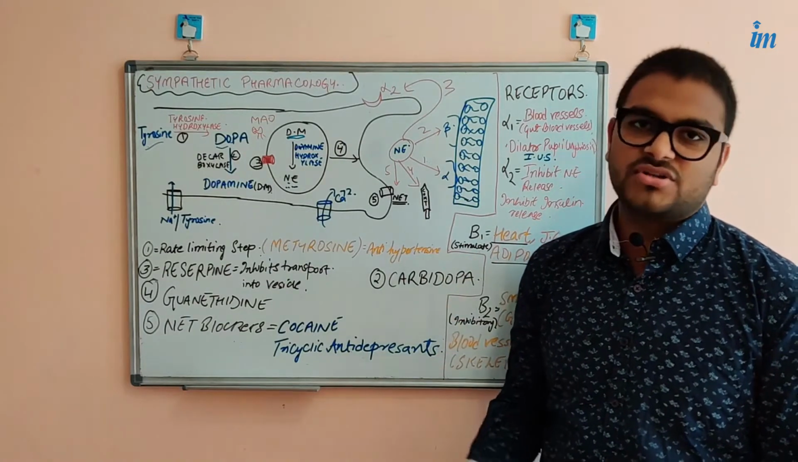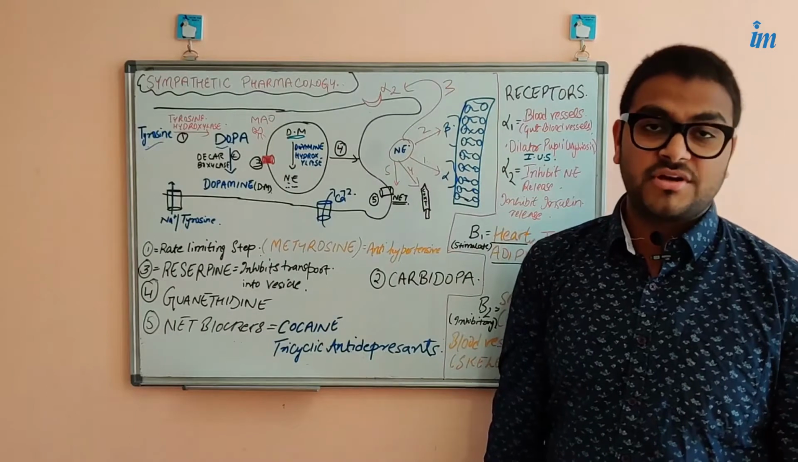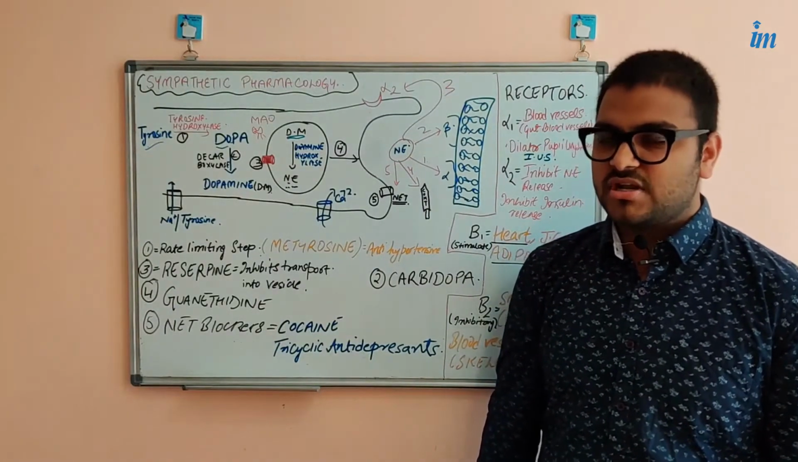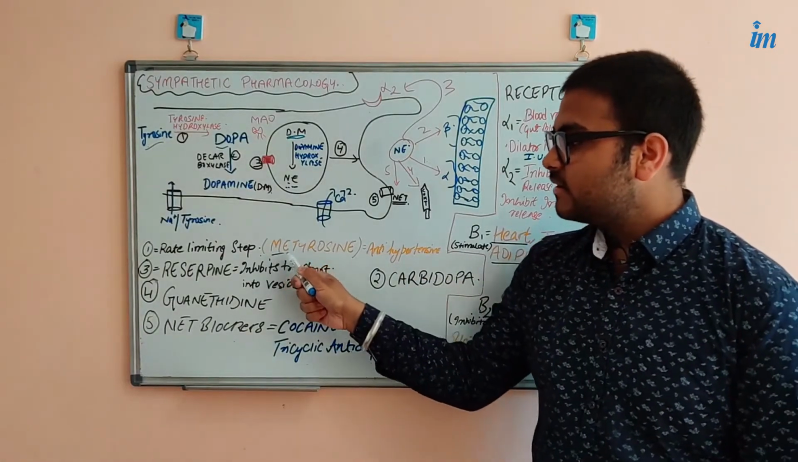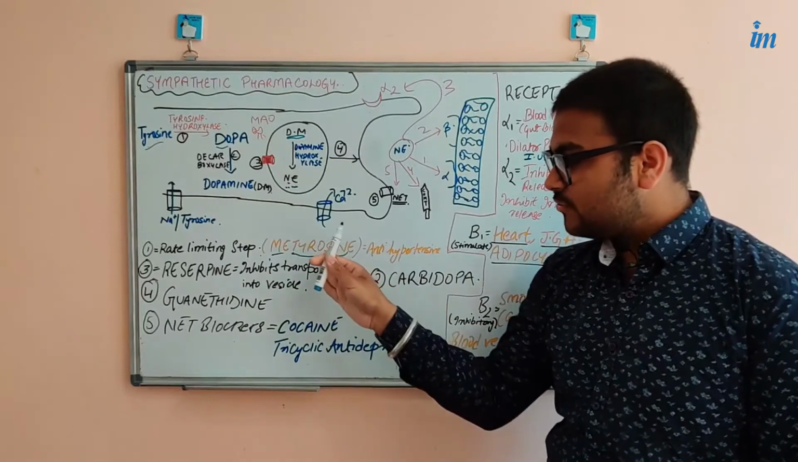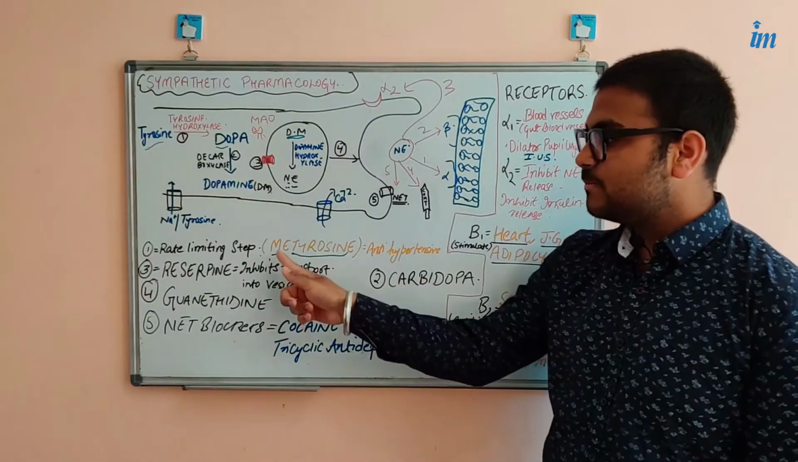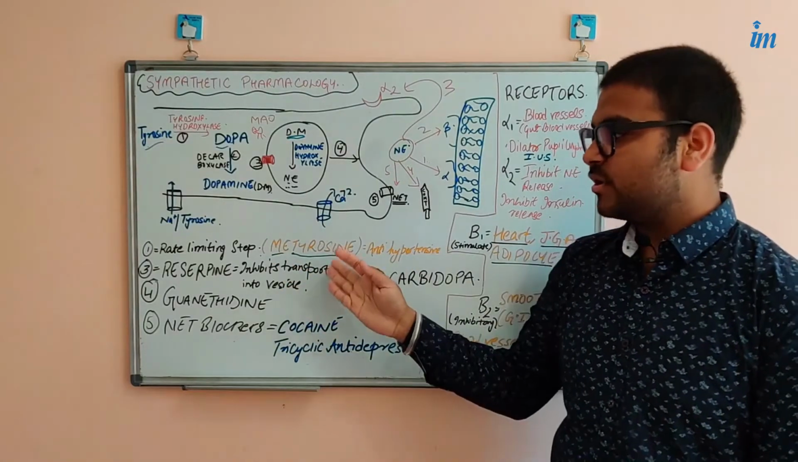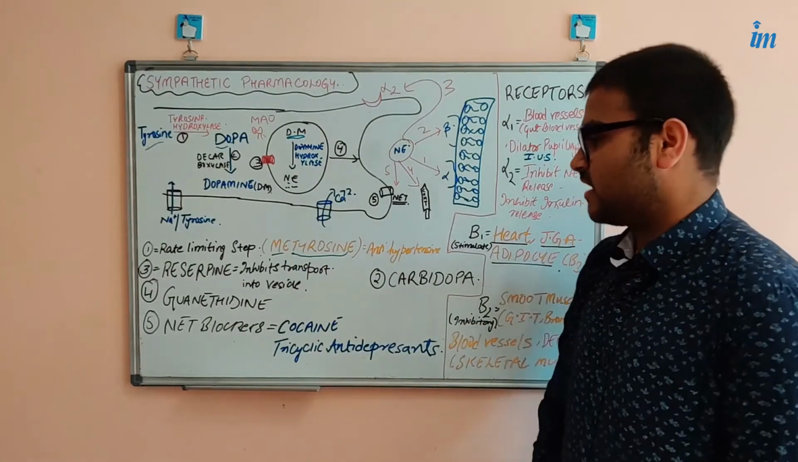If any agent blocks this enzyme, obviously the process of synthesis of norepinephrine will not take place. So do you have any such agent that can block this tyrosine hydroxylase? Yes, and you should remember metyrosine. The drug that can block the enzyme tyrosine hydroxylase is metyrosine. Tyrosine is in the name of the drug, and you can remember that this drug has a blocking effect on tyrosine hydroxylase.